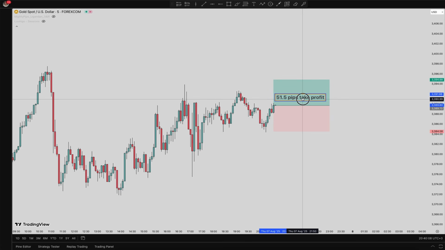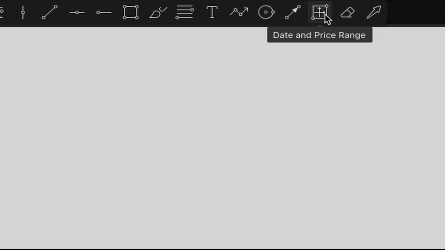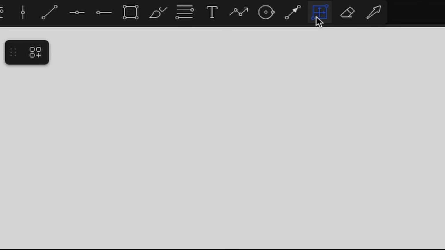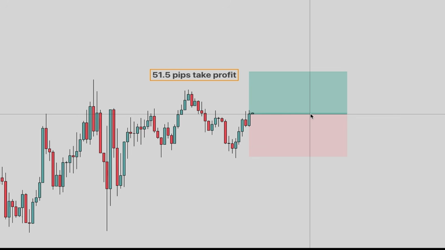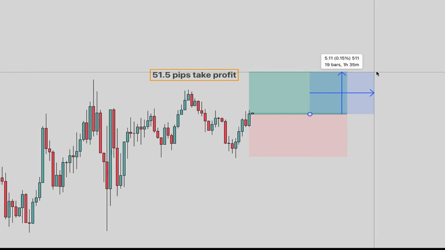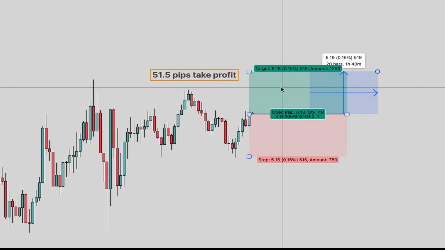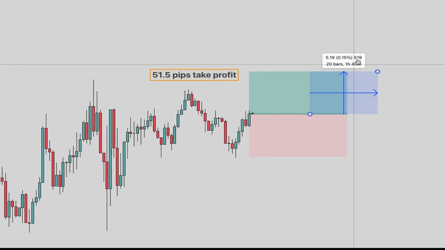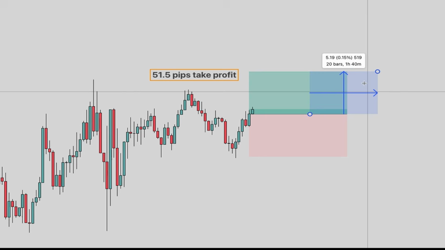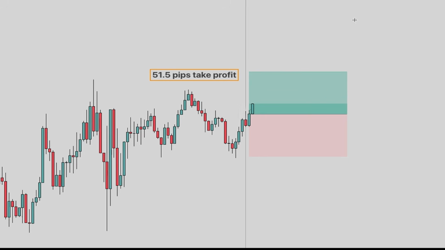The other way you can measure this is using this measuring tool here. It is called the date and price range. You can find it on TradingView, in the drawing tools. It's called the date and price range tool. So if you get that tool and put it exactly at the entry here and drag it to the take profit like this, it will show you up here 5.19, the same thing as this one showed you here. As you can see, it will show you the same thing. So 519. So this one here, you divide by 10 and you'll get the number of pips that your take profit is going to be. So that is how you measure pips on gold.